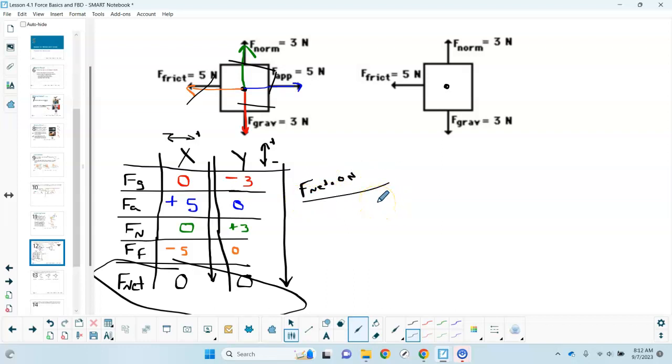What that means is the forces are balanced. It's not going to accelerate. It's not going to change its motion. It's going to do whatever it's doing. If it was at rest, it's going to stay at rest. If it was moving, it's going to continue to move in a straight line at a constant speed, and we'll learn about that with Newton's first law.